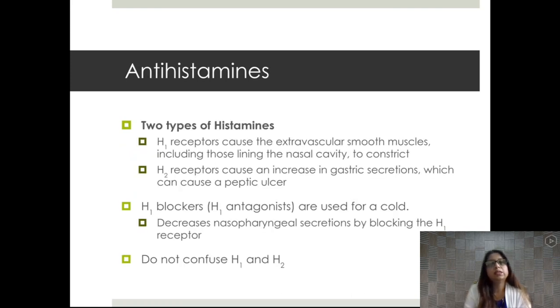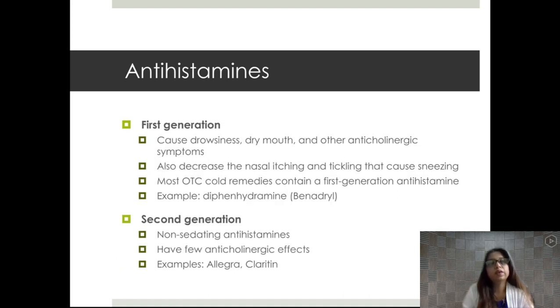All right. So there are 2 types of histamine receptors: histamine 1 and histamine 2. H1 receptors cause extravascular smooth muscle, including the inner lining of the nasal cavity, to constrict. H2 receptors cause an increase in the gastric secretions, which can cause a peptic ulcer. H1 blockers or H1 antagonists are used for a cold and decrease the nasopharyngeal secretions by blocking H1 receptors. And do not confuse H1 and H2, right? First generation causes drowsiness, dry mouth, and other anticholinergic symptoms. It also decreases the nasal itching and tickling that could cause sneezing.